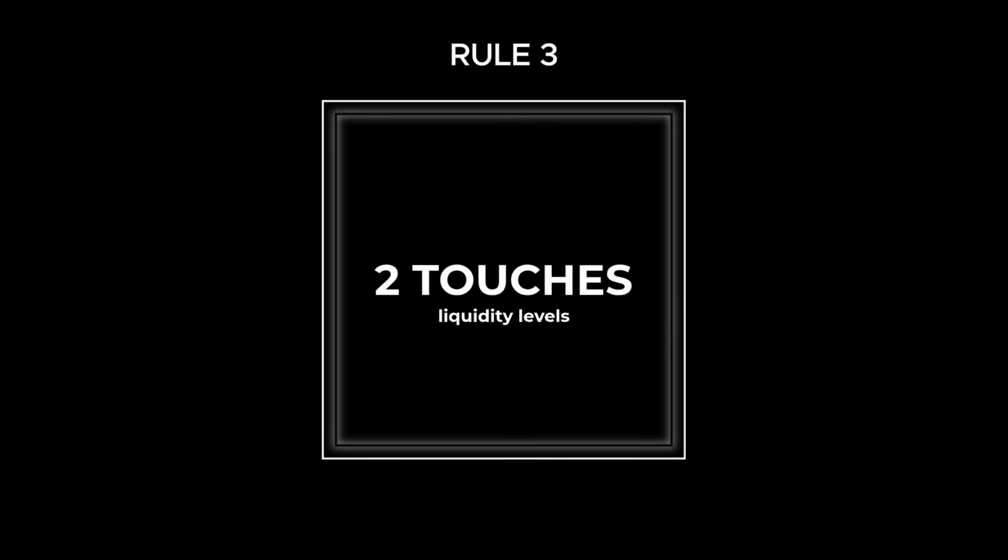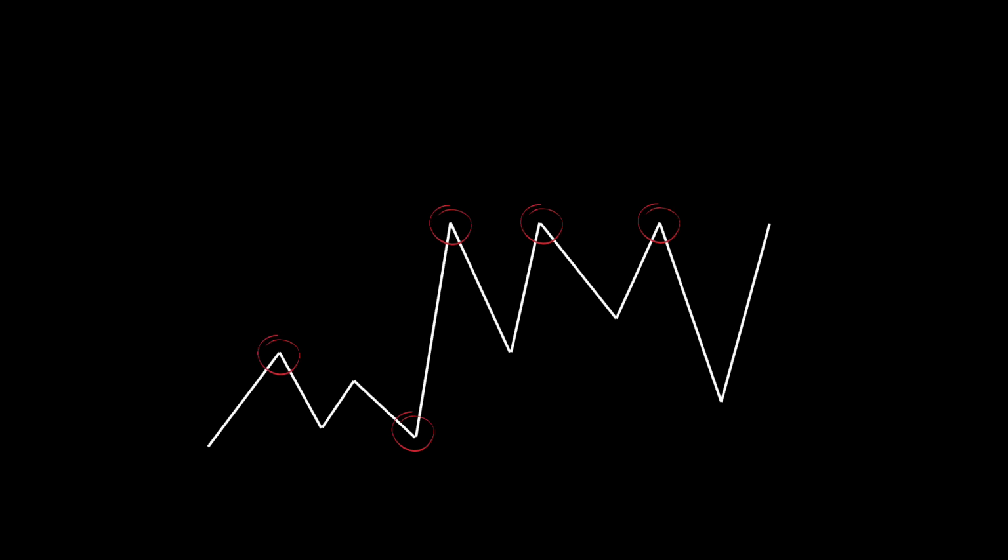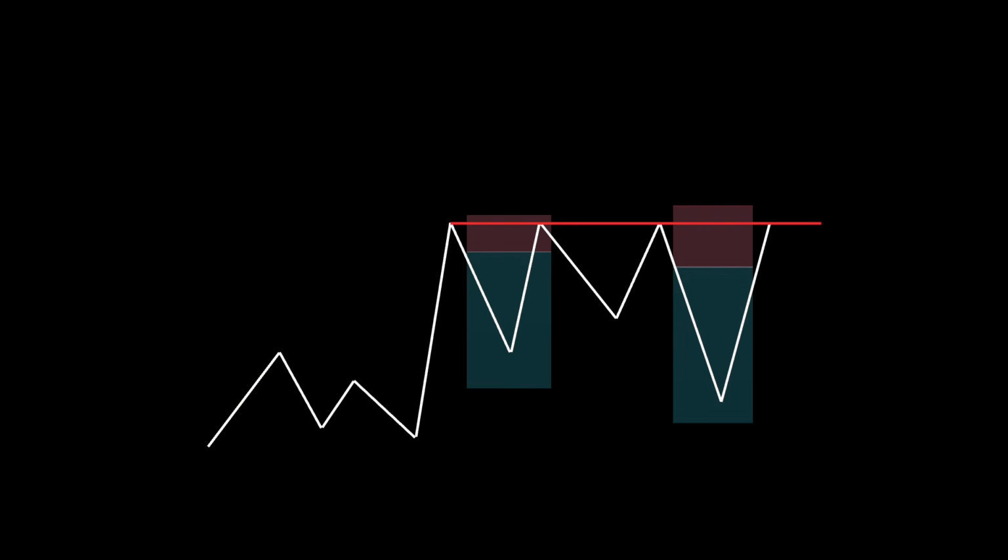Rule number 3. Find a level with at least 2 or more equal highs or lows. This is the core of the strategy. As you know, highs and lows attract traders to play their stop losses behind these levels. The more times a level is touched and the higher the time frame, the more orders will be placed there, which leads to stronger reactions.